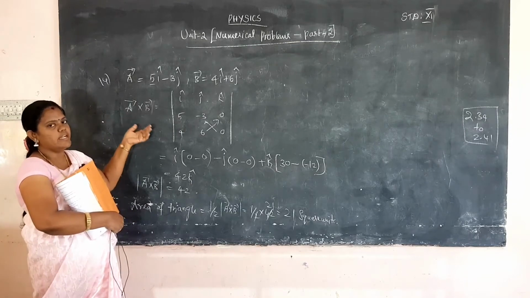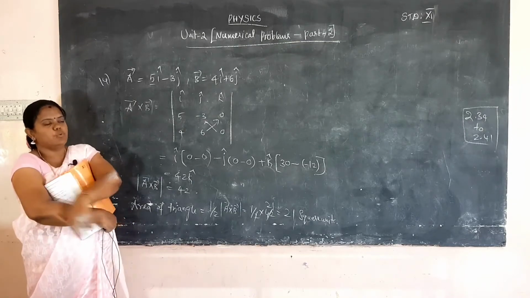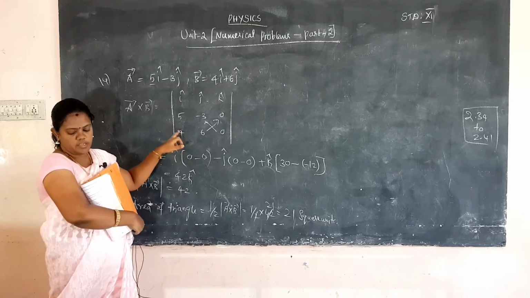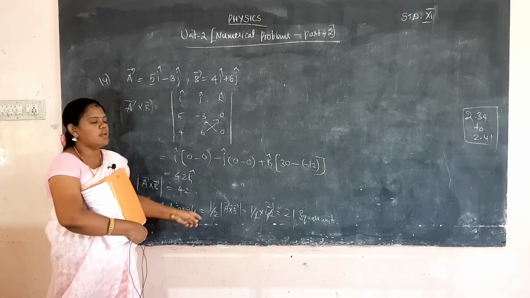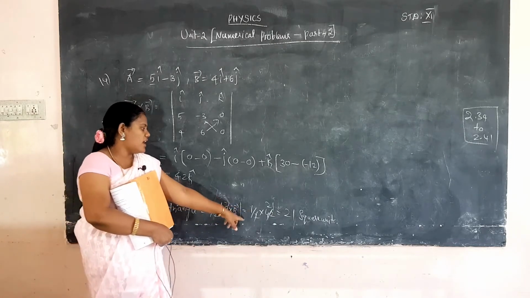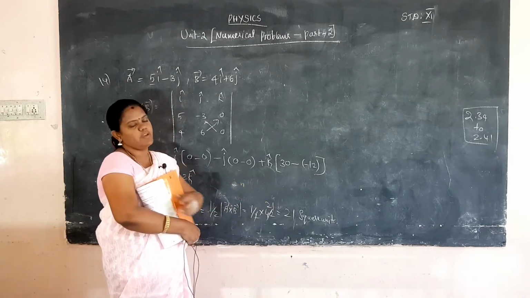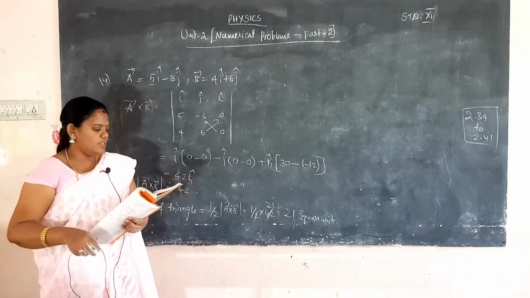Before that you have to calculate the product of two vectors. So, you have to find out the product of two vectors, and then substitute into the area of the triangle formula, half into A cross B, so half into 42, that is 21 square units. Go for the next problem.